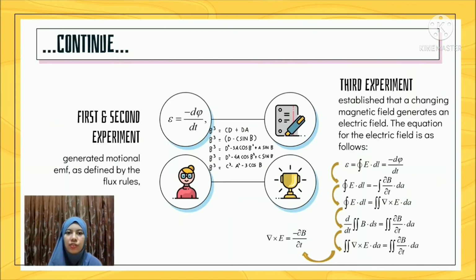Okay, next, continuing with the Stokes' theorem part. Stokes' theorem has 3 experiments, where the first and second experiments generate motional EMF, with the formula epsilon equal to negative d phi by dt as defined by the flux rule. And in the third experiment, Stokes' theorem was used to establish that a changing magnetic field generates an electric field, and the equation for the electric field is as follows.